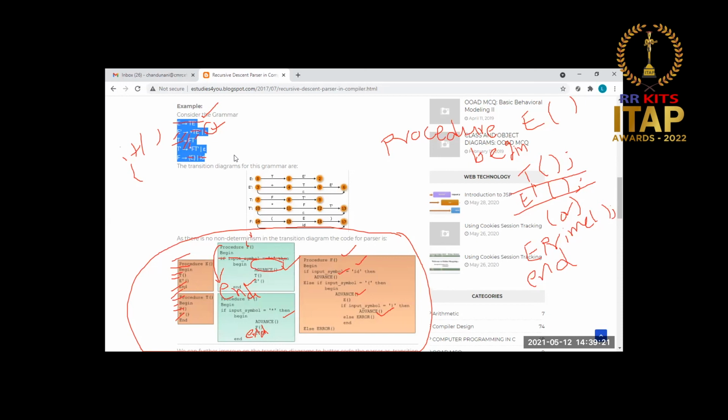Now the time is 2:40. By 3 o'clock you can complete the program.